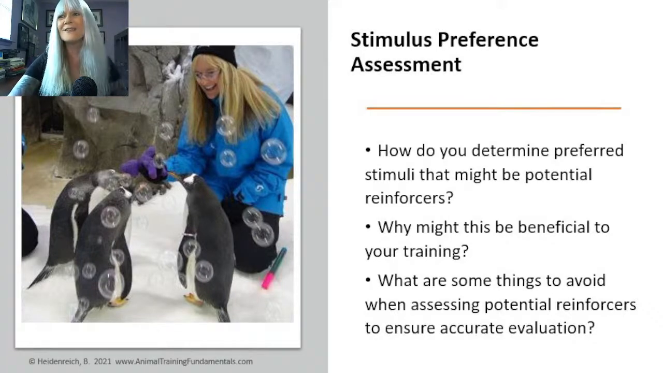So what are we talking about this week? We're talking about stimulus preference assessment. What the heck is that? You're probably wondering. Basically, we're trying to find out what are the things that our animals like that we might be able to use as potential reinforcers. And probably some of you already do this, but we're going to talk about perhaps a little bit more systematic way of identifying those potential reinforcers and why this might be beneficial to training.